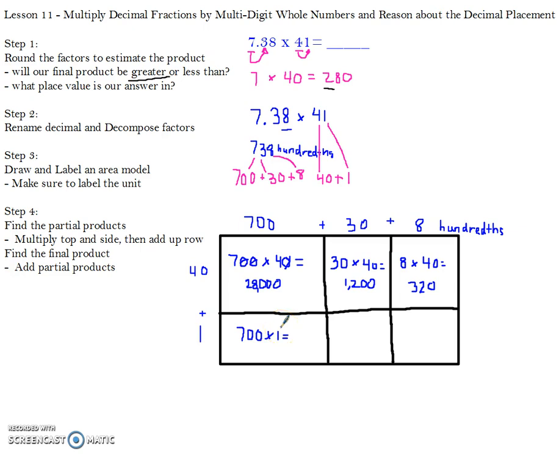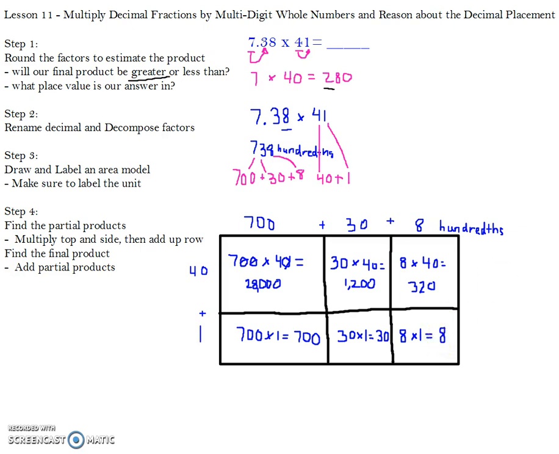For the bottom row, we have 700 times 1, and any number times 1 is that same number or itself, so we have 700. Then we have 30 times 1, which is 30. And then 8 times 1, which is 8.